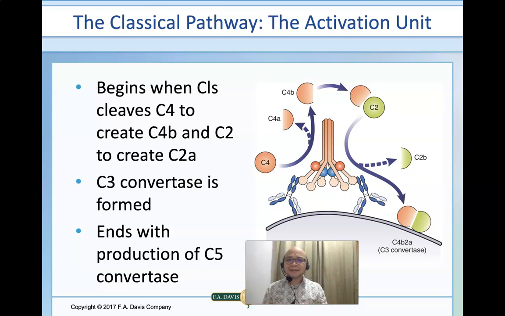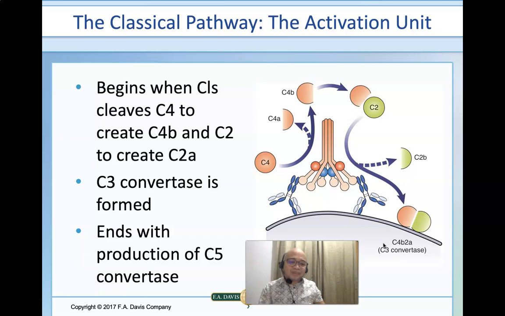When you say cleave, in the parlance of biochemistry, you actually split the molecule. So C1s cleaves C4 to create 2 components, C4a and C4b. C1s will also cleave C2, resulting in C2a and C2b. C4a, as you can see here, will no longer participate in the complement cascade. C2b will also no longer participate in the complement cascade. What is left is C4b2a, which is otherwise known as the C3 convertase.